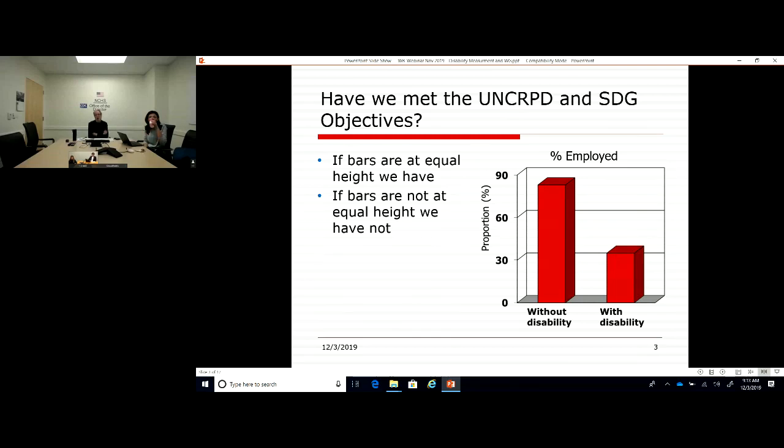We don't know why the bars are unequal. We don't know why people with disabilities are not employed or going to school or whatever the outcome is measured compared to those without disability, but we know that something needs to be done. Something needs to be addressed. And that can be also collected through good data collection. We'll talk a little bit about that later, I think. Can I have the next slide, please?